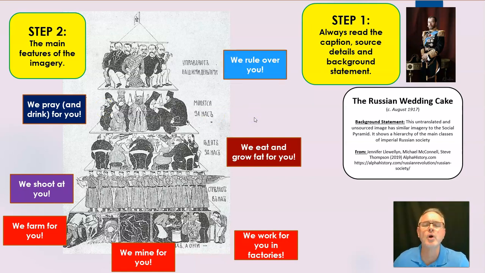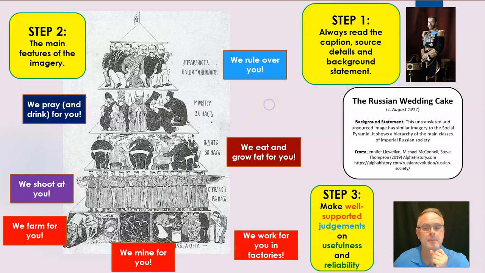Finally, the group at the top, we rule over you, no longer the Tsars, not the Tsarina, and not particularly aristocracy. This is probably people like Alexander Kerensky, those liberal bourgeoisie members of the Duma who take power after March 1917. Finally, let's think about a couple more things. Making some well-supported judgments, evaluative statements, if you like, on the usefulness and reliability of a source like this. I think we could actually make a fairly good comment about reliability here.